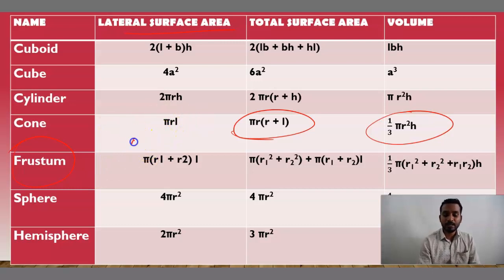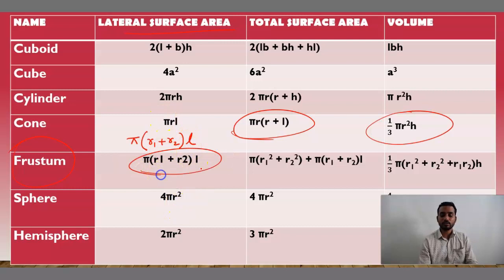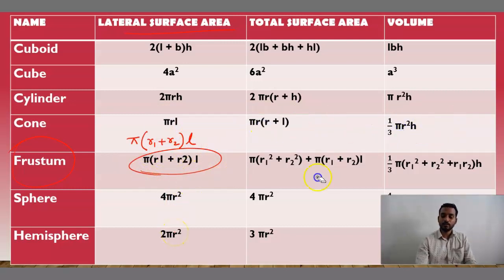See here, pi I am going to write as it is. R means what we should write? R1 plus R2. That is R. Okay? L as it is. So we got this pi into R1 plus R2 into L. Simple.